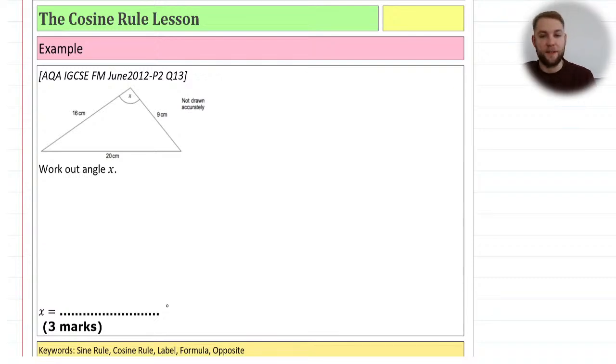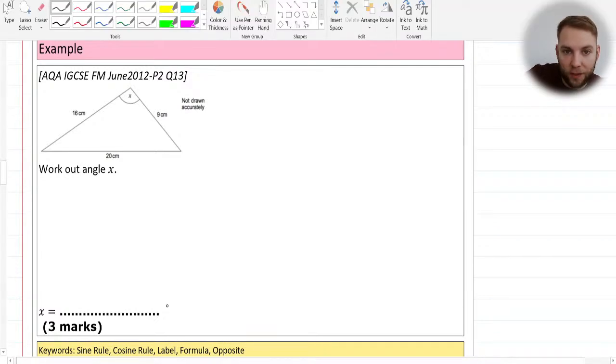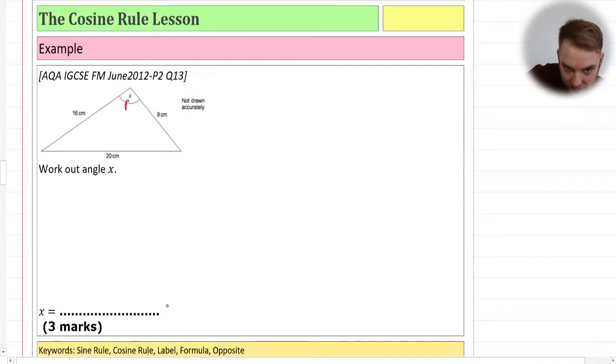Go at this one together. Let's have a little go. So remember, you always label what you want as A. So in this case, I want that angle at the top. So I'm going to call this here capital A, which means that the opposite one is little a. This one here is capital B. This one here is little b. This one here is capital C. This one here is lowercase c.